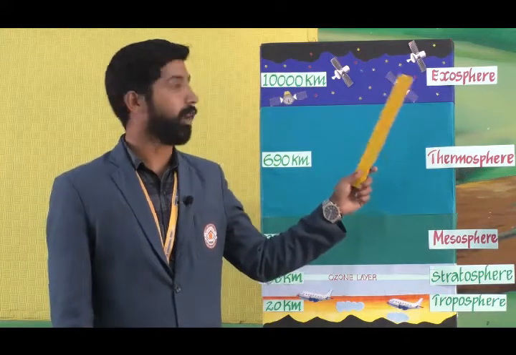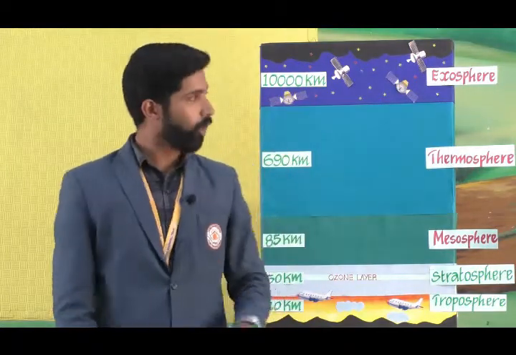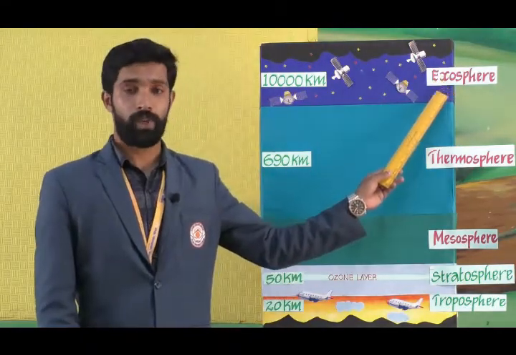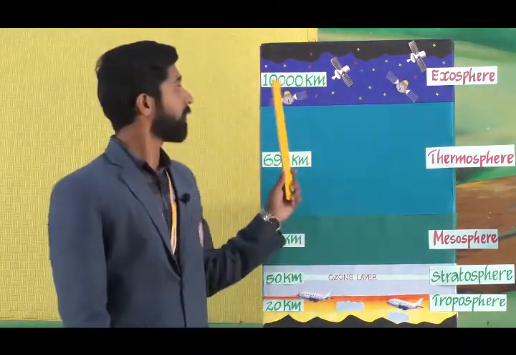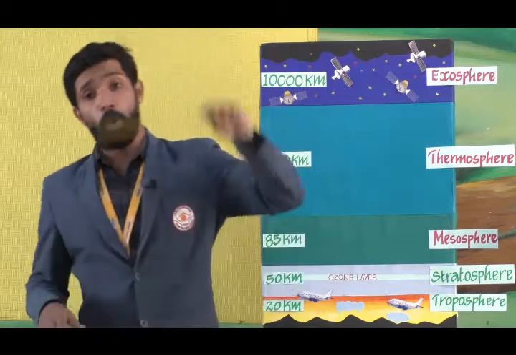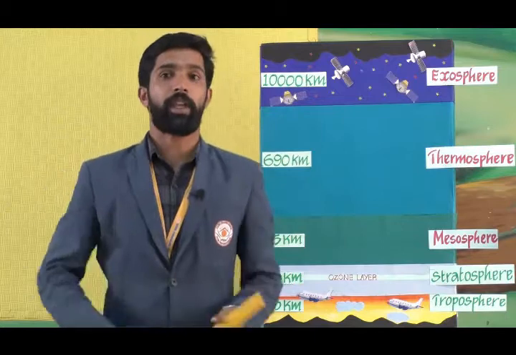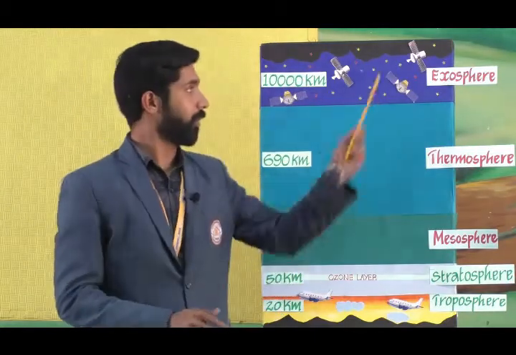And our last layer, that is the exosphere. The fifth layer of our atmosphere, the uppermost layer, is called the exosphere. It extends to a height of about 1600 kilometers, and gradually merges with interplanetary space here.